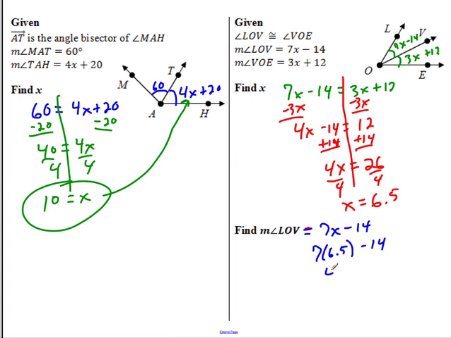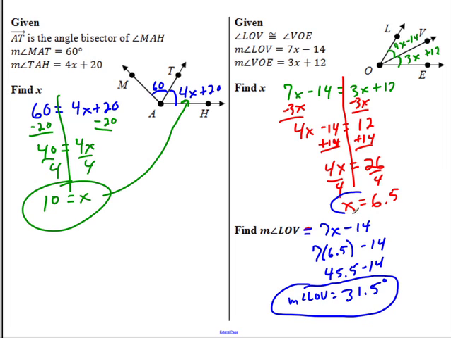So we've got 45.5 minus 14. So you can go back to your calculator if you want, but really that's just going to be 31.5. So I'm looking at the measure of angle LOV equals 31.5 degrees. Super. Excellent. So first you got to find x, then you can plug it in and find the actual angle. So they're both 31.5. And if you want, double check it. If LOV is that, when you put 6.5 in there, you better get 31.5 for this one because they're the same. All right, very good.